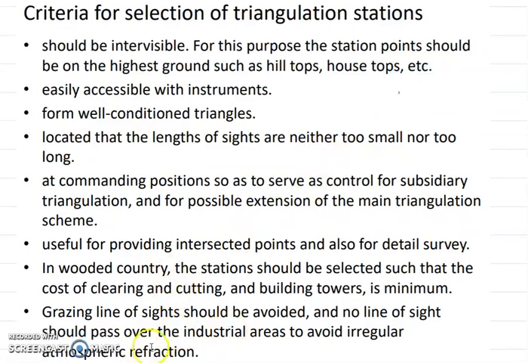Also, it is necessary that your line of sight should not pass over industrial areas. Why not over the industrial areas? Because there are always fumes above the industrial areas, the exhausts of the industry. The moment there is particulate matter or uneven heating of the atmosphere, your line of sight is going to tilt. It's going to get refracted. If your line of sight is refracted, then obviously your calculations of our levels will be incorrect.